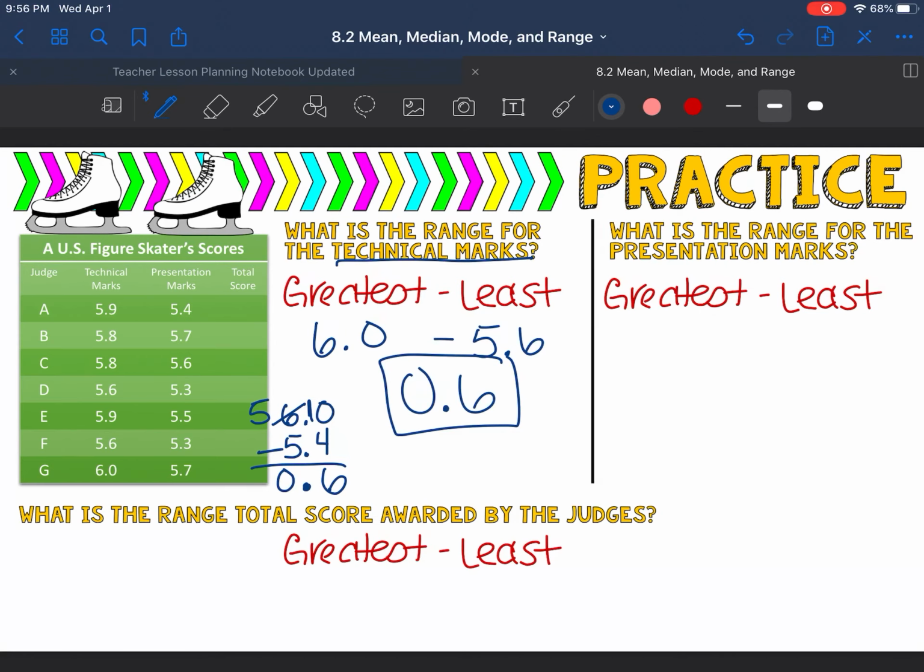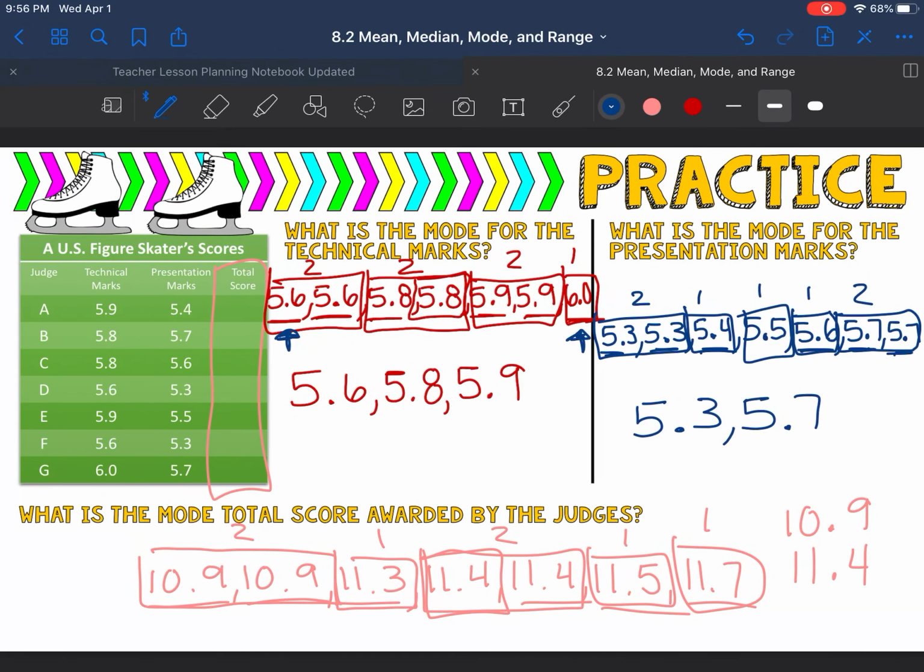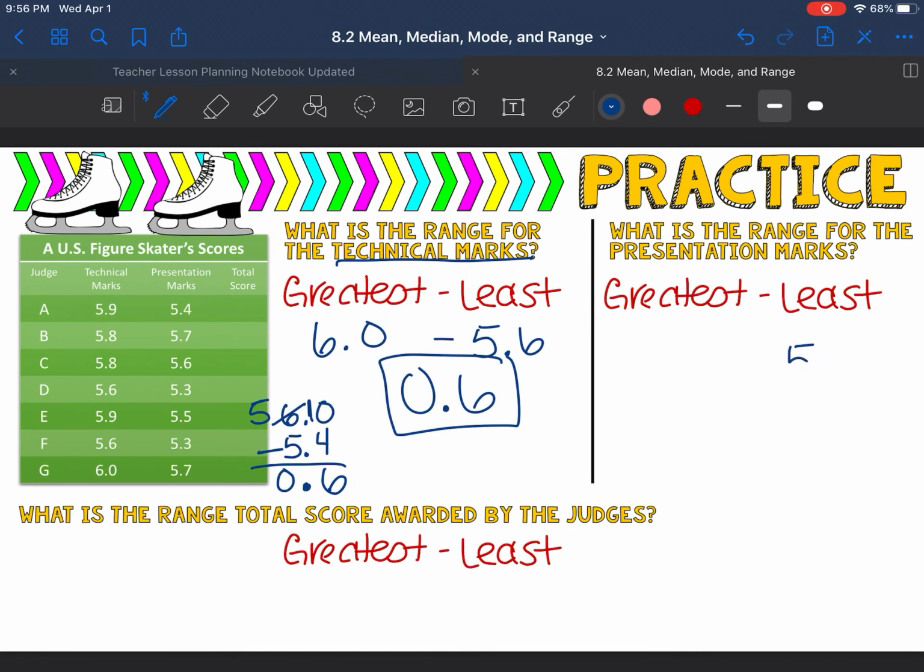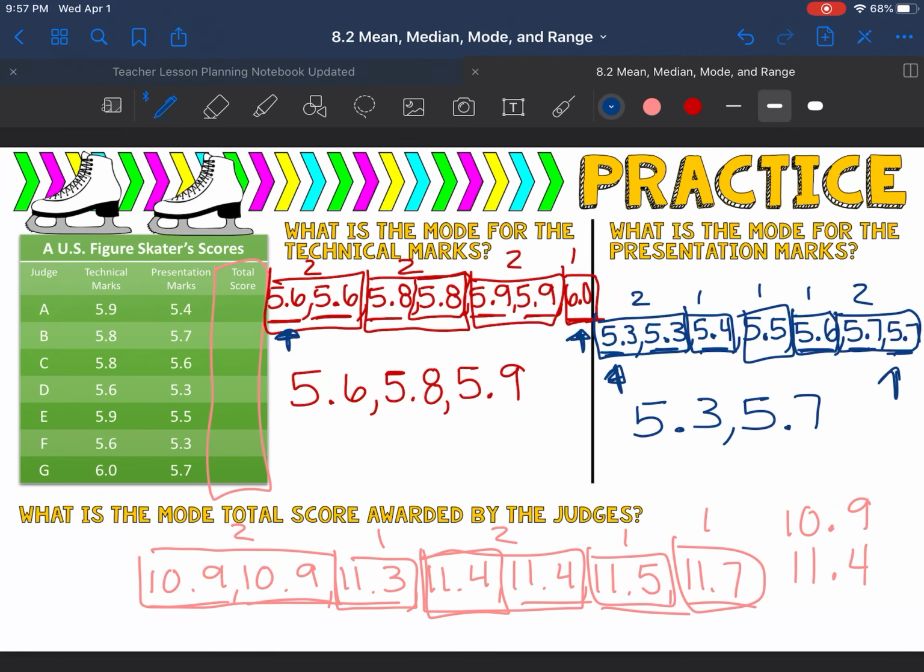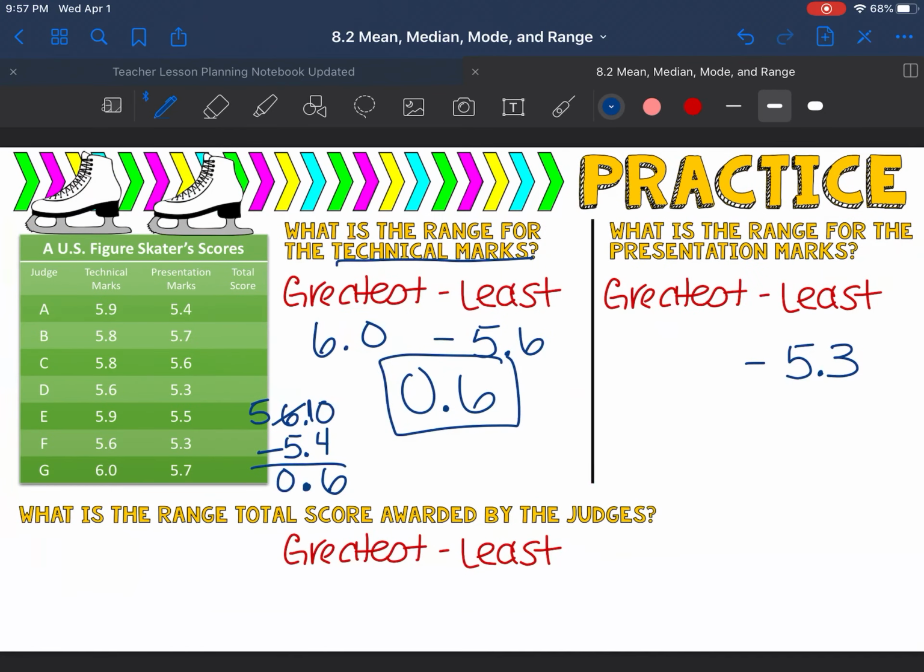What about for my presentation marks? Let's come back to our slide. My smallest number is my first number. That's 5.3. And my greatest number is my last number, which is 5.7. So let's come down here again and line 5.7 and 5.3 up by their decimals so I can subtract. Pop my decimal down. 7 minus 3 is 4. 5 minus 5 is 0. So my range is 0.4.